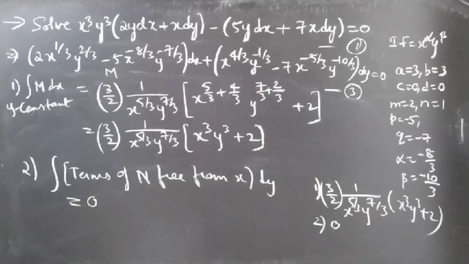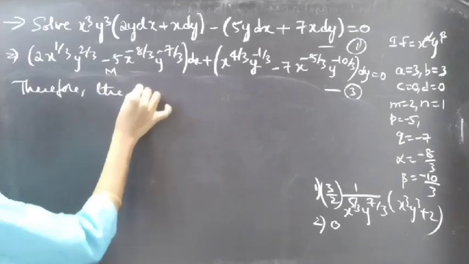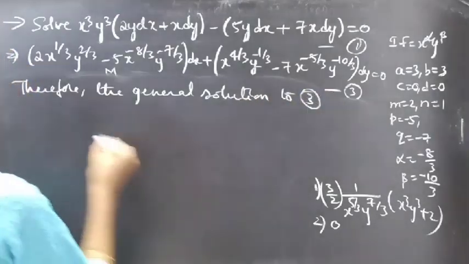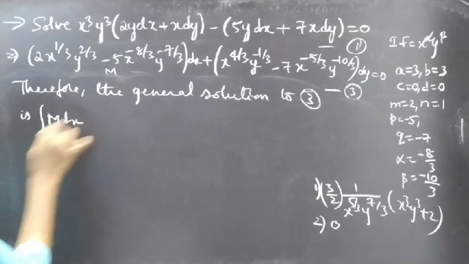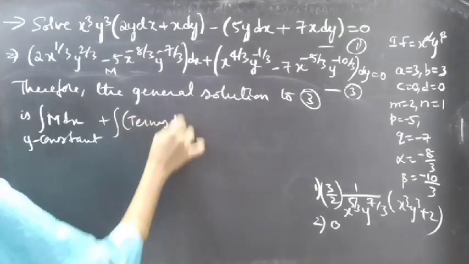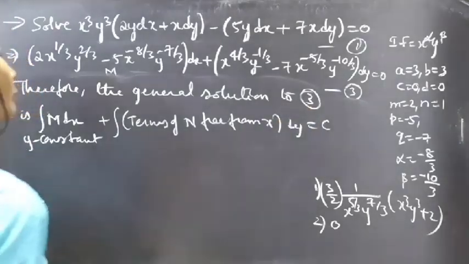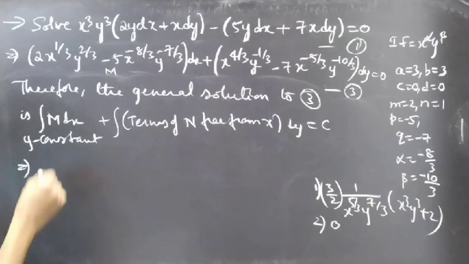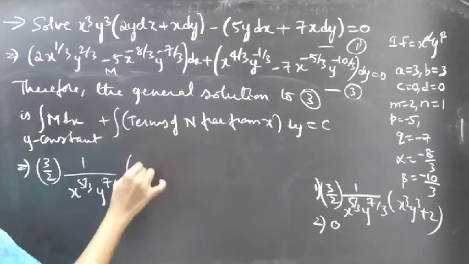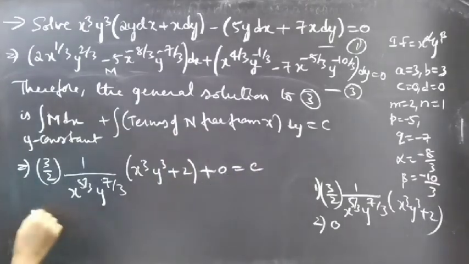Now coming to the general solution. Therefore, the general solution to equation 3 is given by integral of m dx treating y as constant plus integral of terms of n free from x into dy equal to c, which gives us the result obtained from the first integral, 3 by 2 into 1 by x power 5 by 3 y power 7 by 3 into x cube y cube plus 2, plus the result obtained from the second integral, 0, equal to c.